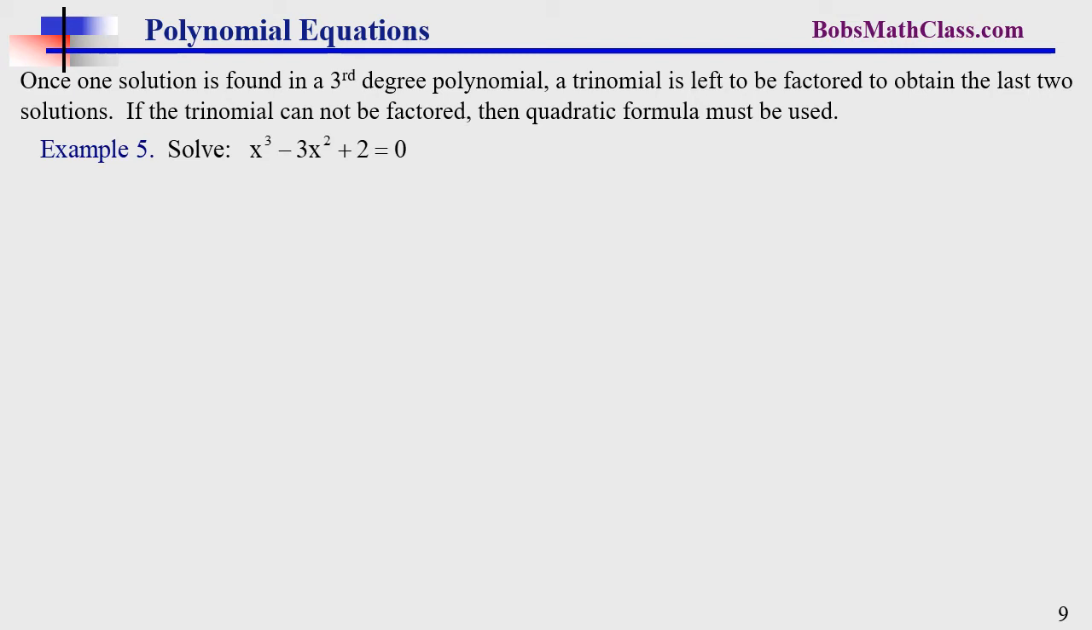Okay, here's our example 5, x to the third minus 3x squared plus 2. Looks kind of simple, right? A little short. Let's do our C over D. Our C is 2, so that's only plus and minus 1 and plus and minus 2, and our D is 1. So everything over 1, which is the same numbers as C, right? Plus and minus 1 and plus and minus 2.